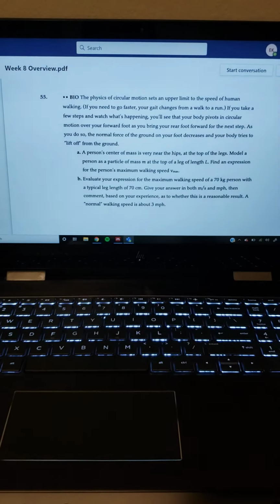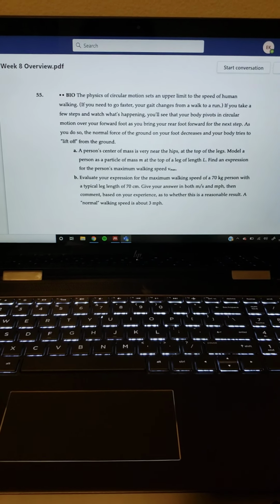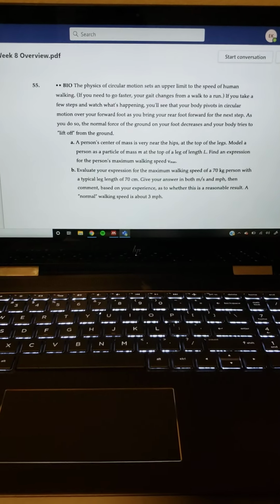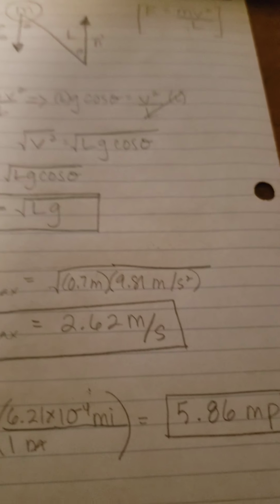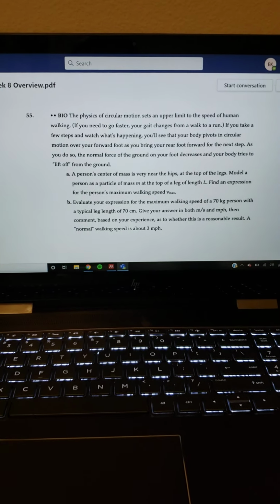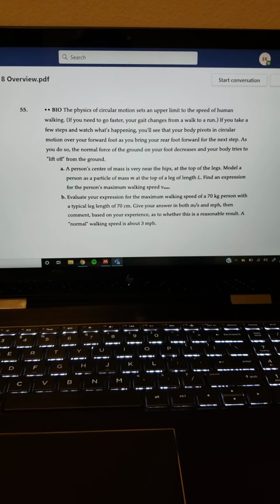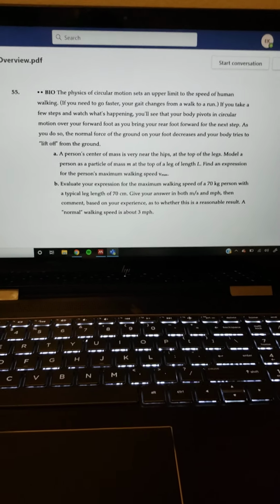And considering the normal walking speed is about 3 miles per hour, it definitely makes sense that our maximum would be that 5.86 miles per hour. So yeah, this ties into what we're learning in class this week about uniform circular motion and forces of gravity.